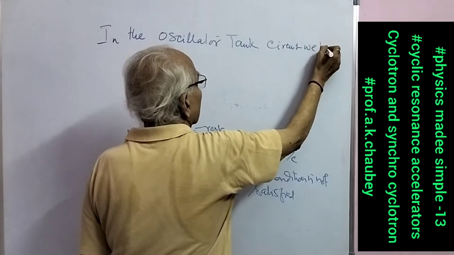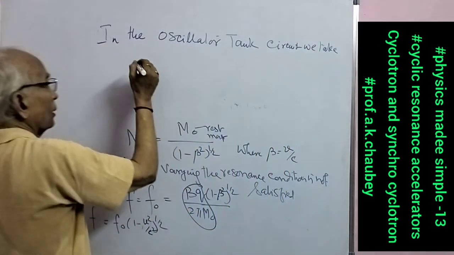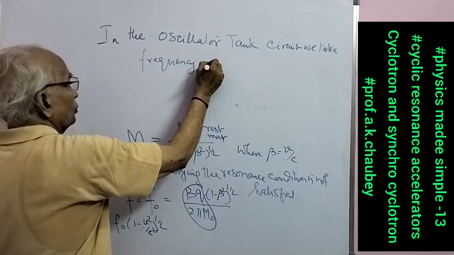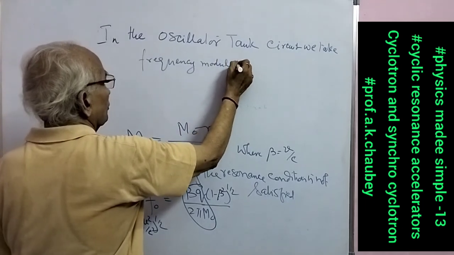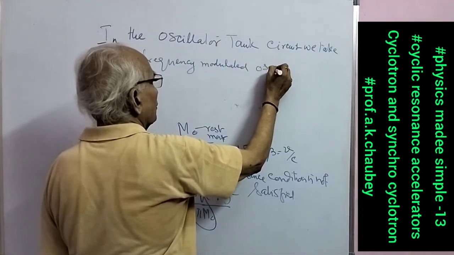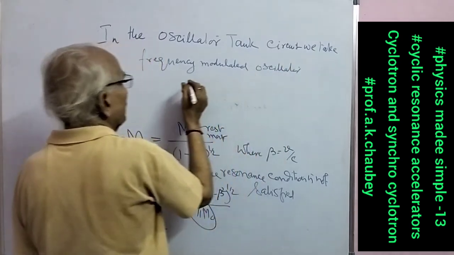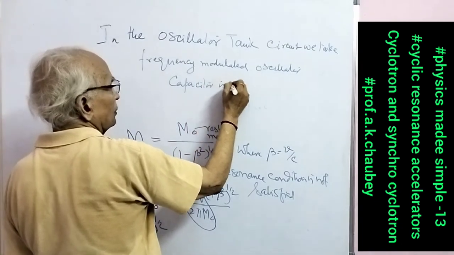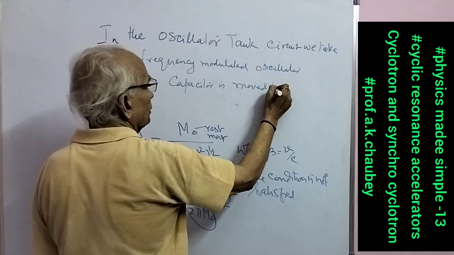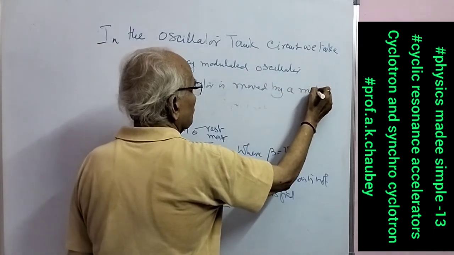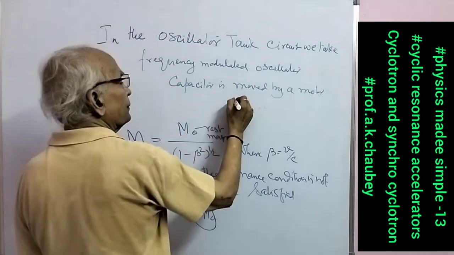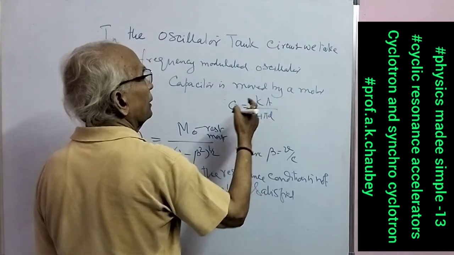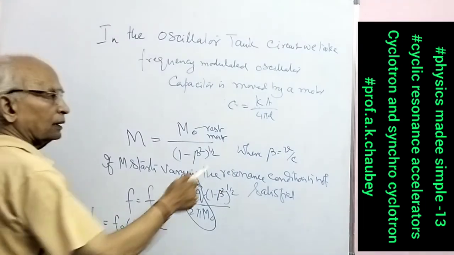we take a frequency modulator oscillator, which means the tank circuit capacitor is moved by a motor. You know the capacitor? Capacity is KA over 4 pi d, where K is the dielectric constant, A is the area of the plates, and d is the distance.